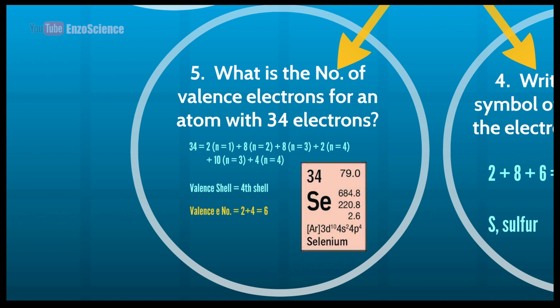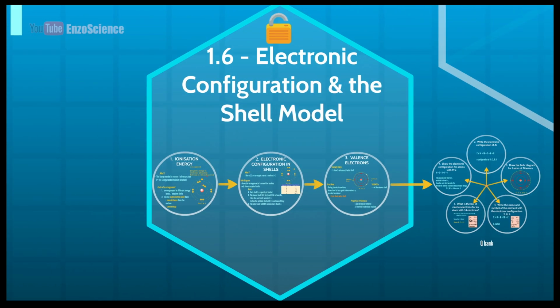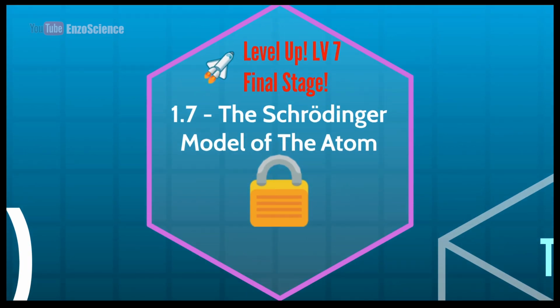Great! Flashback time! Today we unlocked section 1.6, electronic configuration and the shell model. We introduced the concept of ionization energy, electronic configuration in shells, and valence electrons. Now we level up to level 7, and there's only a final stage we need to pass before wrapping up this chapter. Specifically, we will learn what the Schrödinger model means in the next lecture.